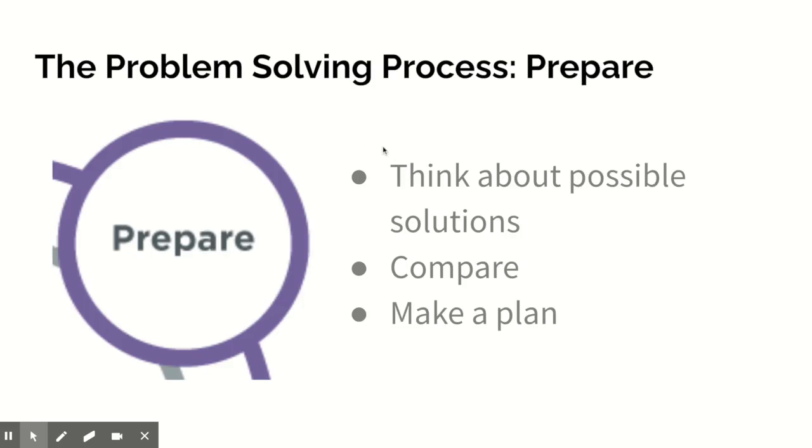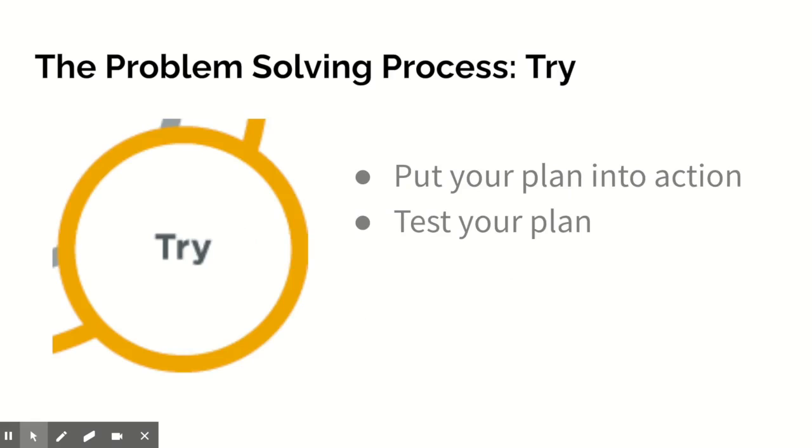The second step is prepare. Once you know exactly what you need to do and what the problem is, you need to get ready to do it. So you need to think about possible solutions, compare them, and make a plan out of them. Once you make a plan and you are prepared, you move on to the next step, which is trying. Simple as that. You put your plan into action. You test it. You see if it works.